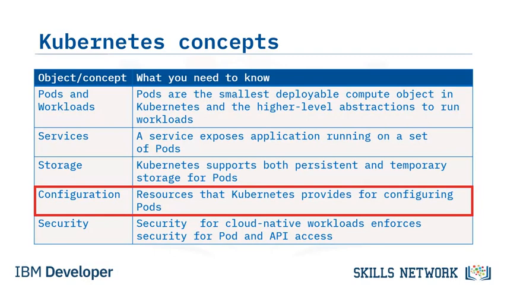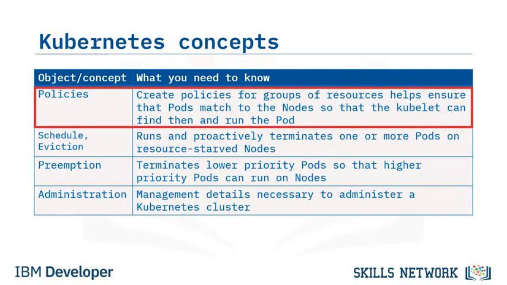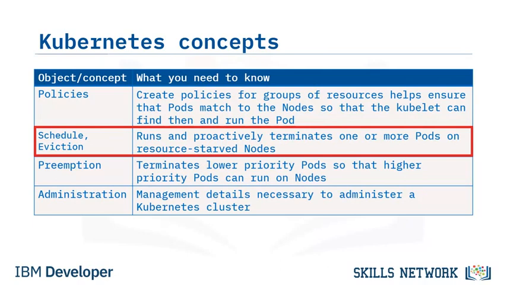Configuration, which refers to the provisioning of resources for configuring pods. Security measures for cloud-native workloads, which enforce security for pod and API access. Policies for groups of resources, ensuring that pods match to nodes so that the kubelet can find them and run the pods. Scheduling and eviction that runs and proactively terminates one or more pods on resource-starved nodes.